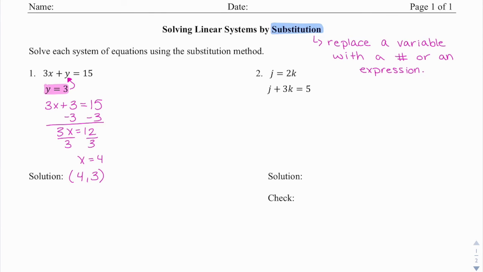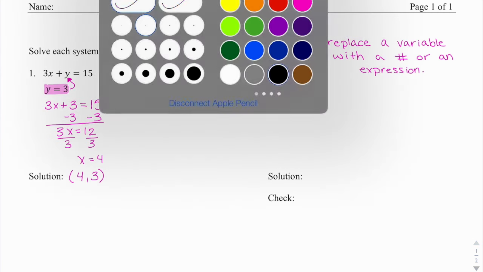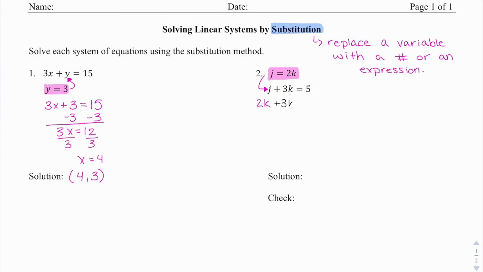Number 2 is where things get a little more interesting. Instead of just having j equal to 2, we have j equal to 2k. This is what I mean by subbing in an expression rather than just a number. So I'm going to take what j equals, which is 2k, and substitute it in for j, the same way I did before with the 3. So instead of j, I'm going to replace it with 2k, and everything else in this problem stays the same.